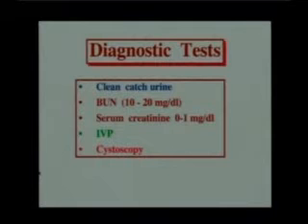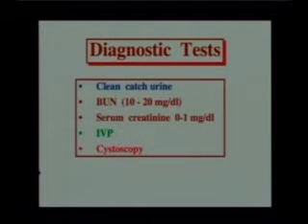With the woman, you cleanse each side with an antiseptic wipe and then down the middle, and the man you clean around the meatus. Two blood tests are very important for us to remember. BUN, or blood urea nitrogen, is normally 10 to 20 milligrams per deciliter. An elevated level suggests kidney damage. Serum creatinine is normally 0 to 1 milligrams per deciliter.